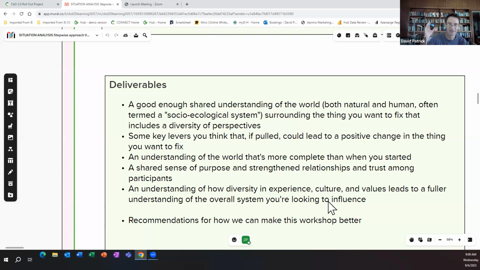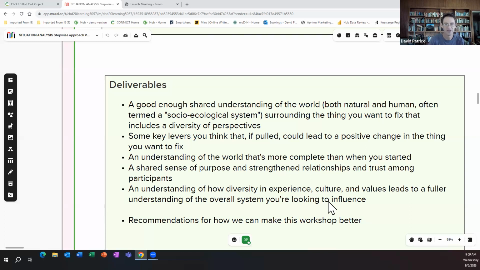So if you came in knowing the tail of the elephant and you come out and you're like, yep, we pretty much described the tail of the elephant and nothing more, then this won't have been a success. We want you to actually come out with a more complete understanding of the world surrounding the issue that you're looking to focus on as individuals than you did at the beginning of the workshop.